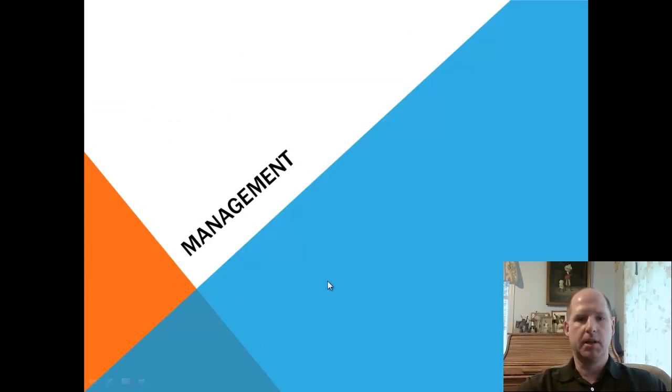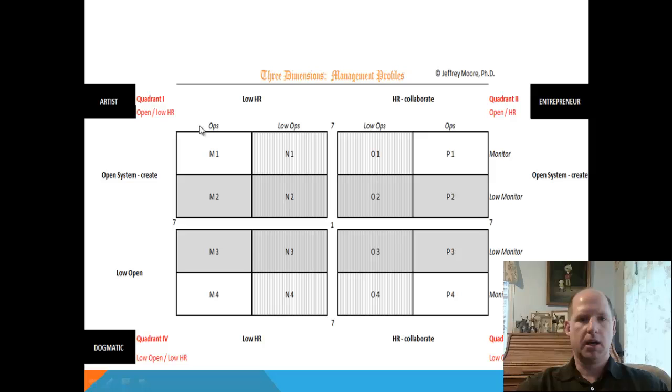I'm going to take each one of them one step at a time so that you can see how I did that. The management dimension really comprises 4 main quadrants, and these 4 quadrants are based on this axis. From your y-axis, everything above here is open system, and everything below is closed or low score on the open system. Things on the x-axis from the middle to the right would be your high HR score, and then again to the left would be your low HR score.